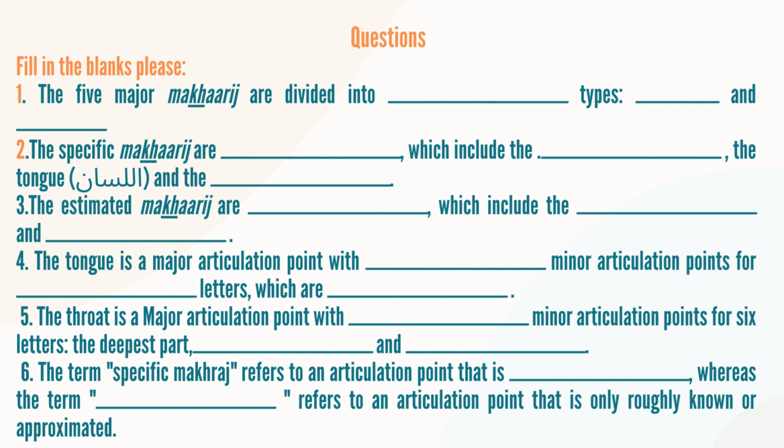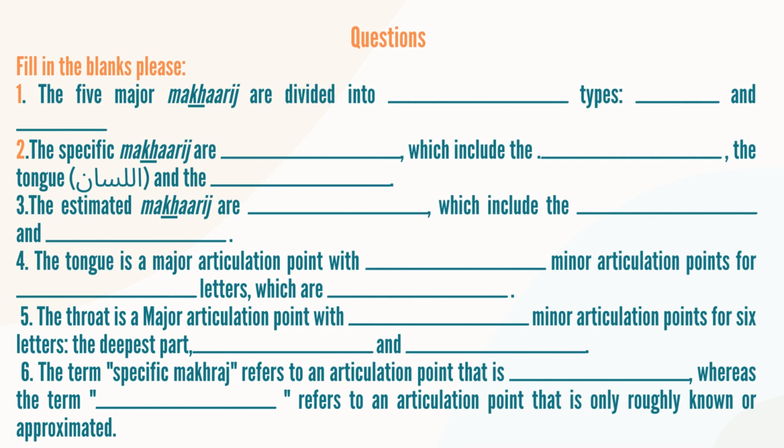The tongue is a major articulation point with how many minor articulation points? You have to fill here. For how many letters? Which are, you mention the letters. The throat is a major articulation point with how many minor articulation points? For 6 letters. Now you need to mention these 3 minor articulation points. The first of them is the deepest part, then and.